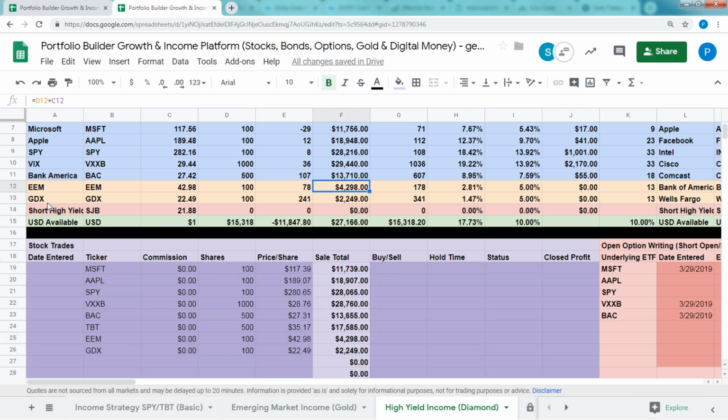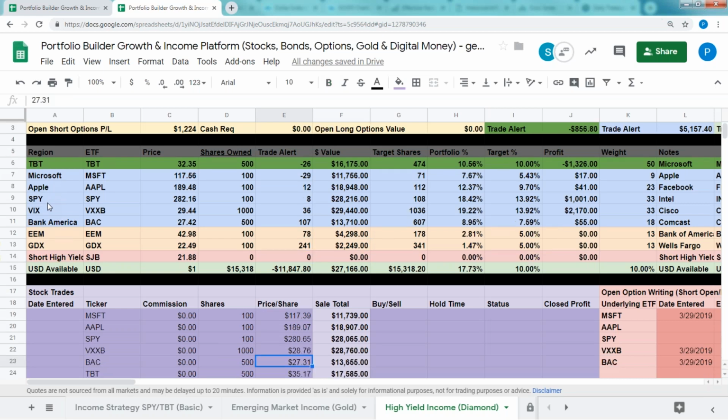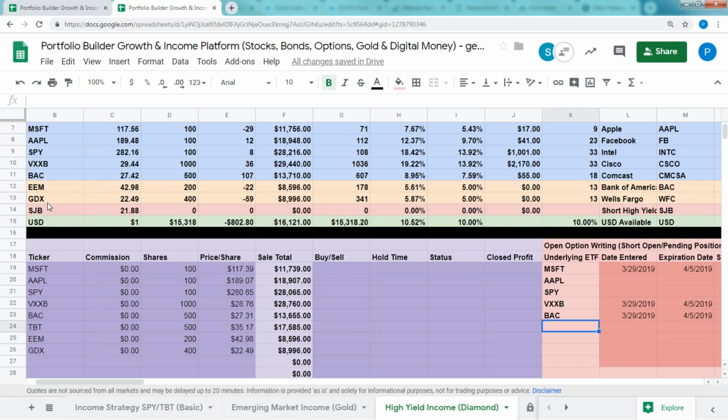So let's see, we still got 30K cash. We need to buy some more shares. Okay, let's go. Oh yeah, that's fine. There we go. Now we have just enough cash. We got some emerging market metal, precious metal exposure. And now we need to go add these right here.